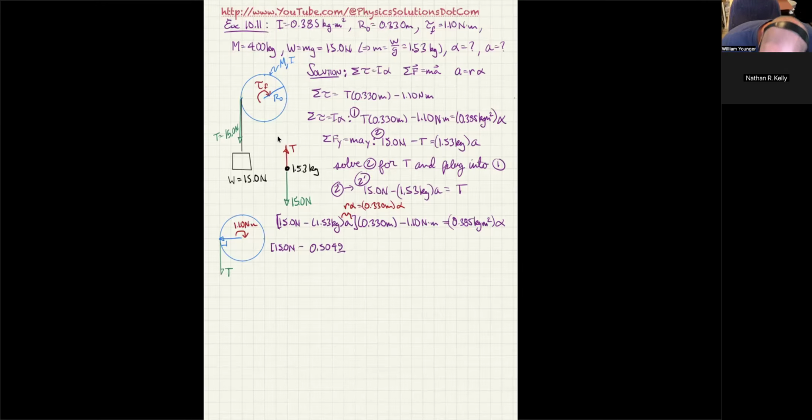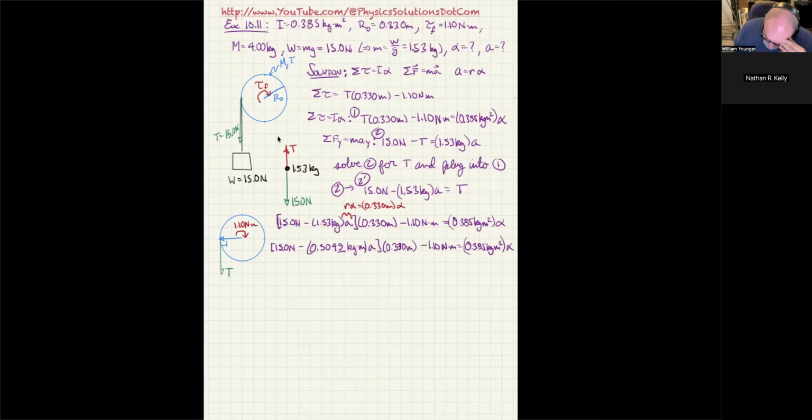0.5049. And now we see that the units, of course, are kilograms times meters, because I had a kilogram there already, and now I've multiplied it by a radius. That gave me a meter. And then all of that is still left to be times A, and then all of that's multiplied by 0.330 meters, and then minus 1.10 Newton meters is equal to 0.385 kilograms meters squared times alpha.